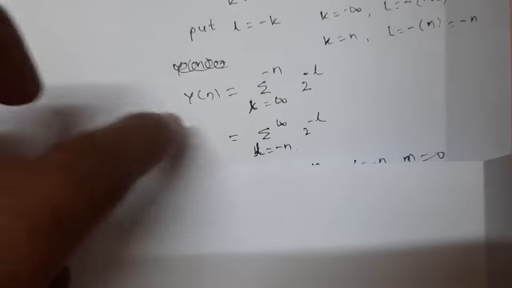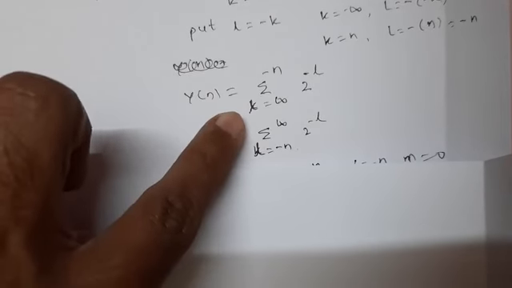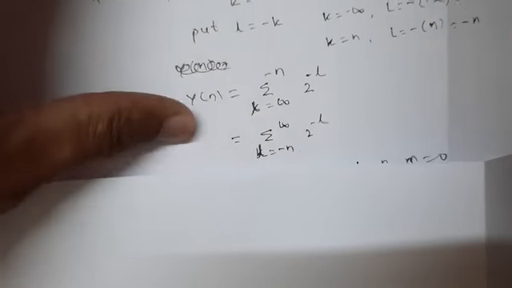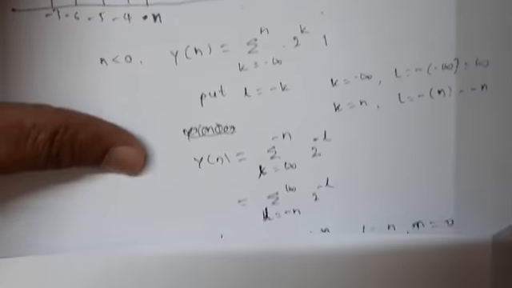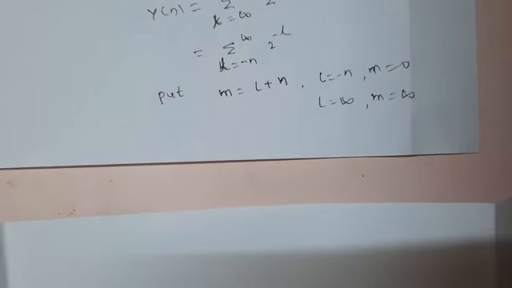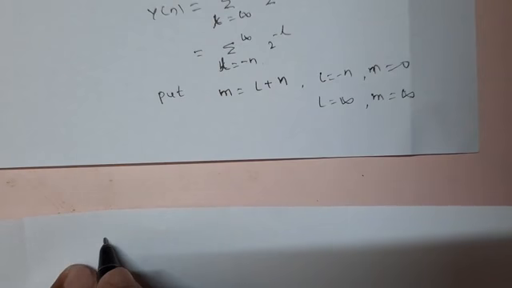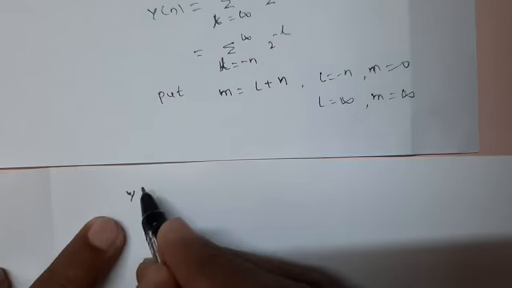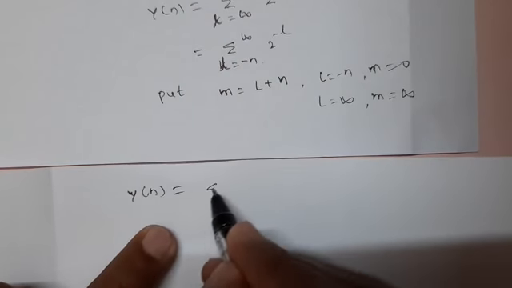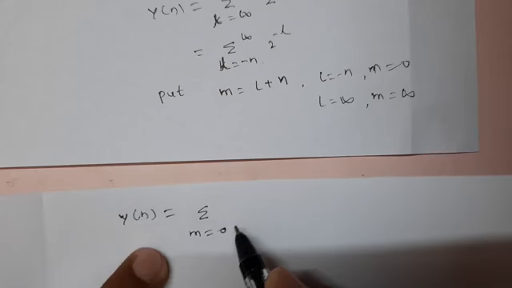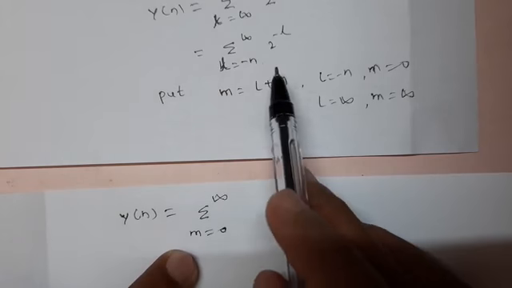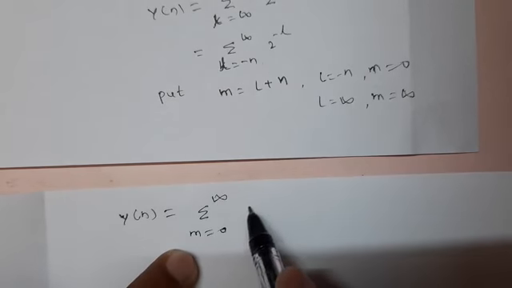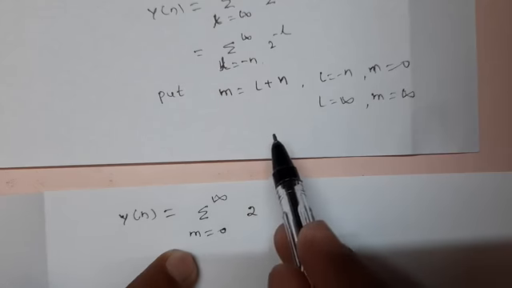Earlier you had y of n equal to the summation over k from minus infinity to n of 2 to the power k. Now I have converted those limits to y of n equal to summation m equal to 0 to infinity, but you had 2 to the power minus L. What does minus L mean?